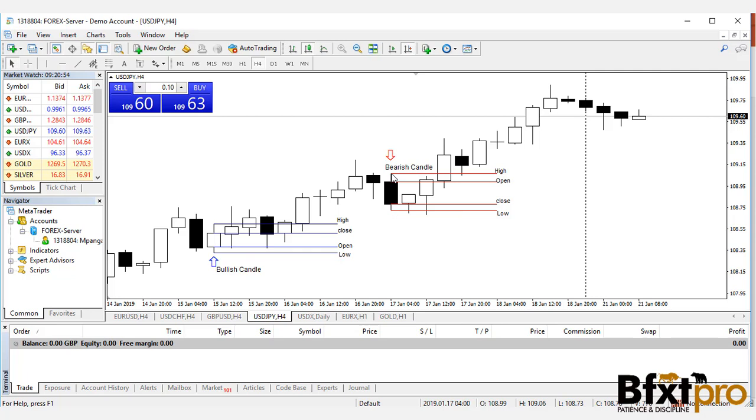So we have the high. This is the highest price. This is the open, and this is the close, and then this is the low. So this is the lowest price it could reach. This candle opened here, and then it went higher to create a high, and it came down, and came down, created a low, and then it closed here.